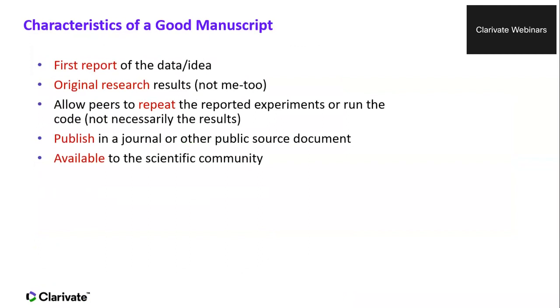Another thing, and this is something which I cannot emphasize enough, is a good research article, especially a good original research article that has original data in it. It should allow people, peers, to repeat the reported experiments or run the code. It does not mean that the results need to be the same.